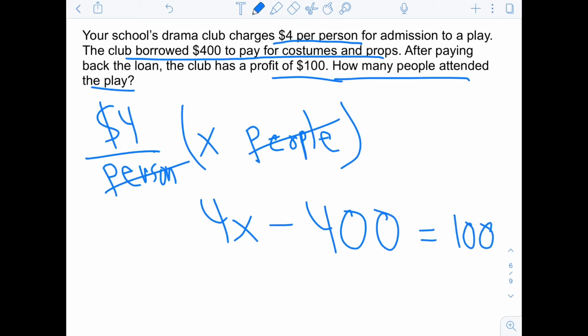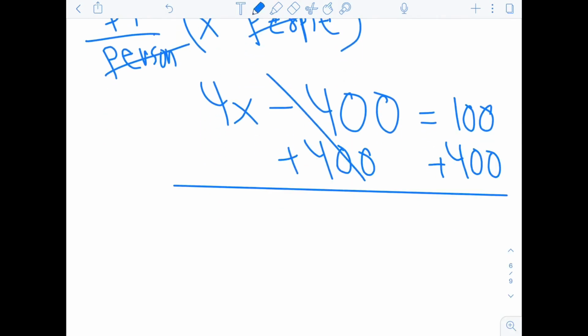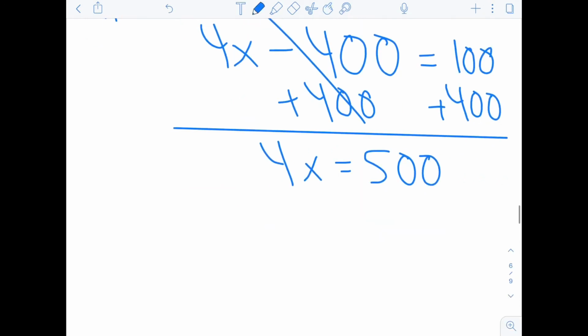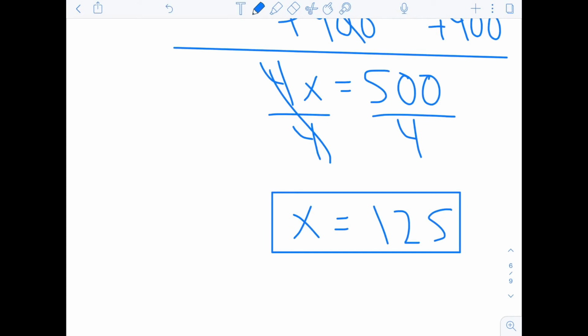So to solve this, we're going to add 400 on both sides. So we're left with 4x equals 100 plus 400, so that's 500. And since we're multiplying by 4, we have to divide by 4 to cancel that out. So you're left with x equals 500 divided by 4, which is 125. So that means 125 people attended the play.